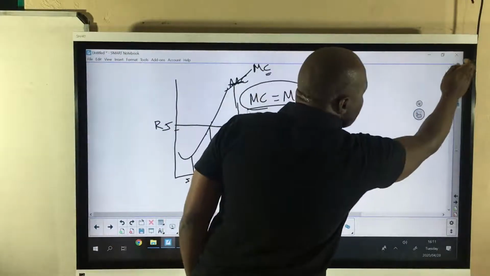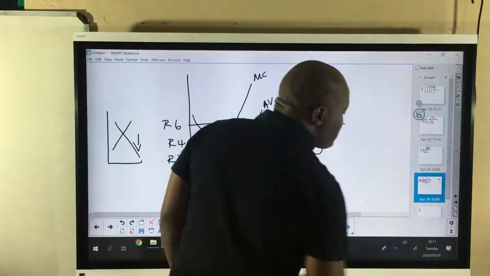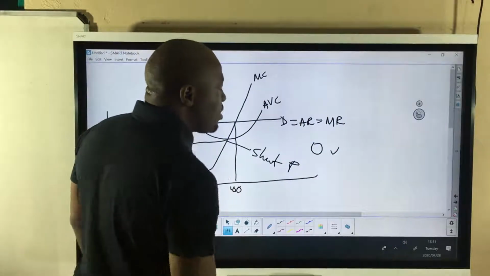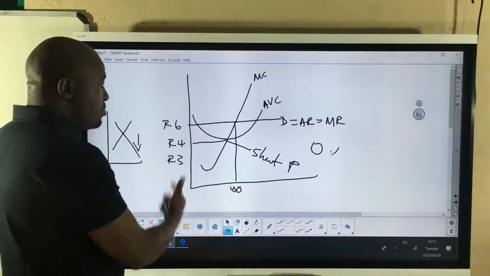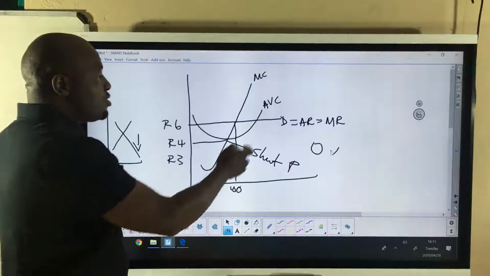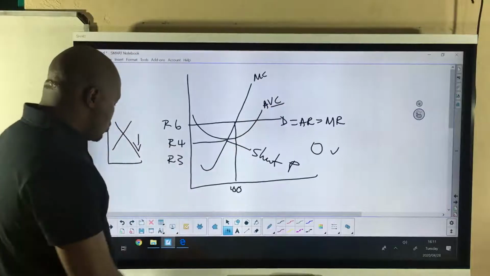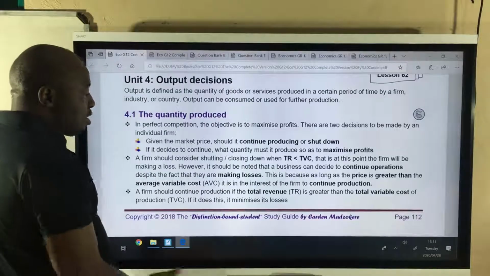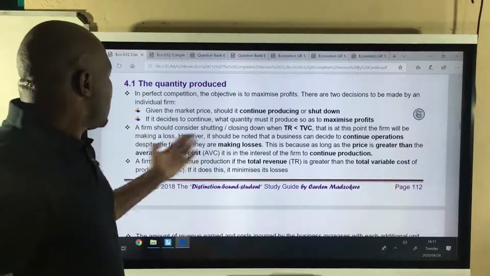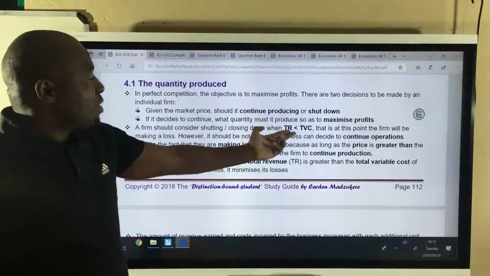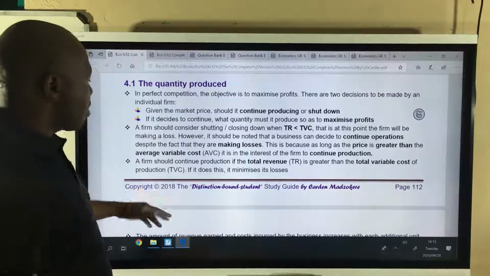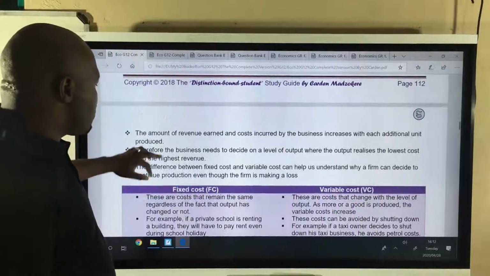Number 2, how much should you produce also? In some instances, you should produce nothing. And why would you produce nothing? If the price ever goes below 4 rand, because you cannot cover your variable costs. So we are talking about 2 different rules here. So there they are explained. A firm should consider shutting down when their total revenue is less than their total variable cost. So I explained this, I even used the graph to explain.